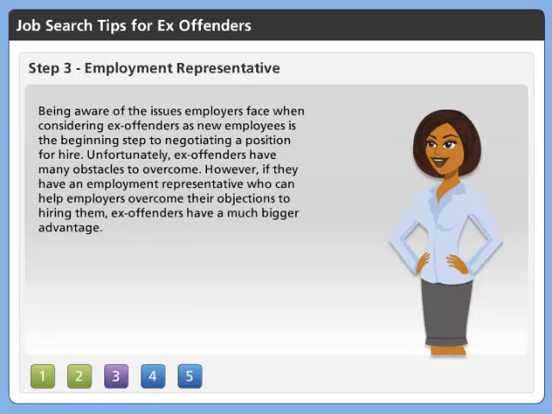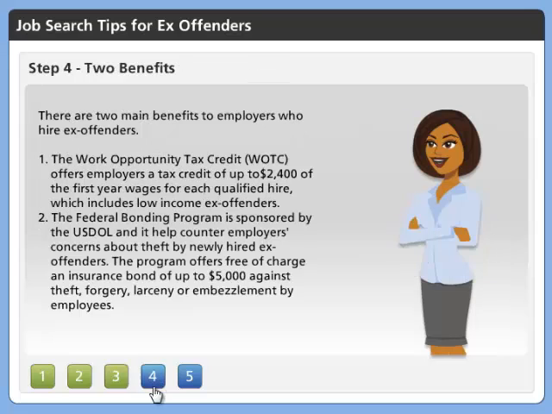Being aware of the issues employers face when considering ex-offenders as new employees is the beginning step to negotiating a position for hire. Unfortunately, ex-offenders have many obstacles to overcome. However, if they have an employment representative who can help employers overcome their objections to hiring them, ex-offenders have a much bigger advantage. There are two main benefits to employers who hire ex-offenders.